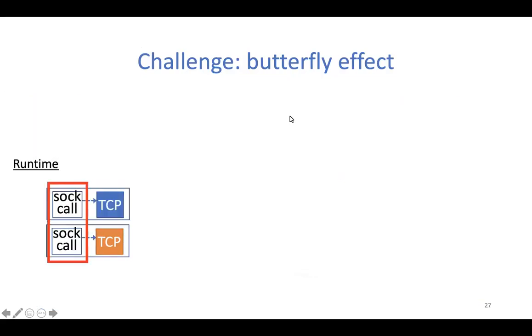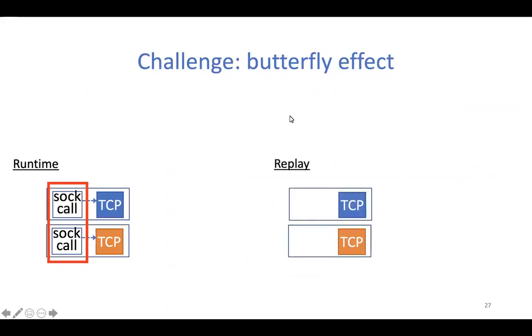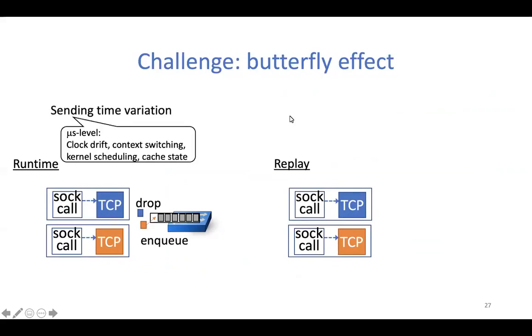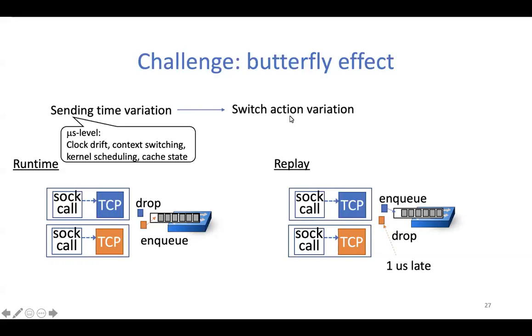At runtime, we record all the socket calls, and we re-inject the same socket calls in the replay. Suppose at runtime, the orange packet and the blue packet are very close in time. And at runtime, the blue packet arrives later, so it gets dropped. In the replay, there may be some very small sending time variation, only at the microsecond level, caused by various different reasons. And this small timing variation may cause the two packets to arrive in a different order. Because of this switched order, the switch will drop a different packet. So this actually causes a switch action variation.